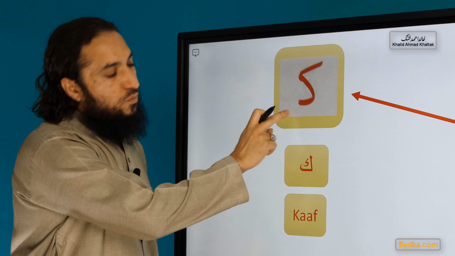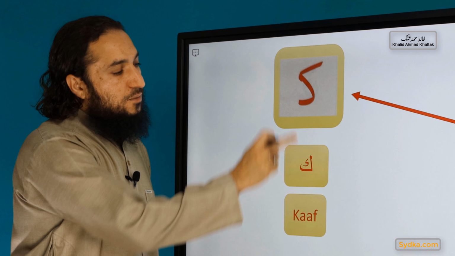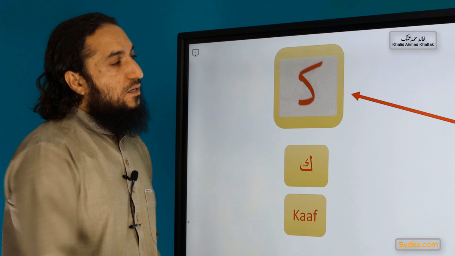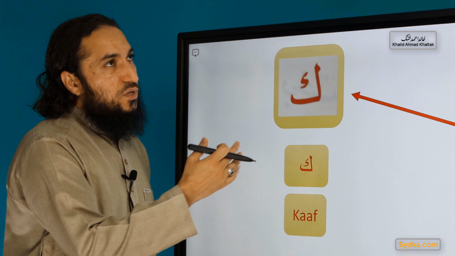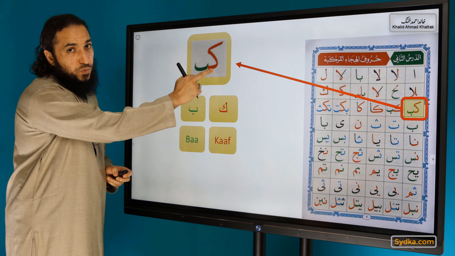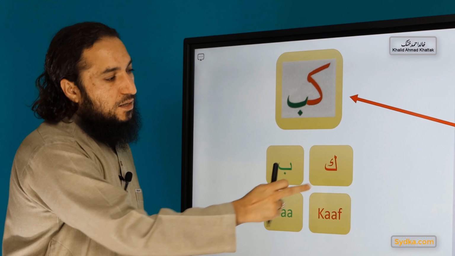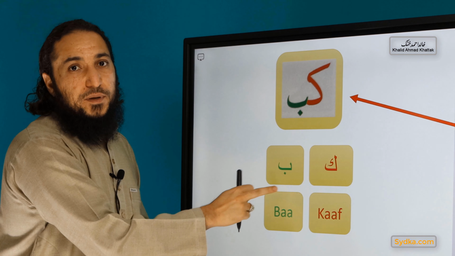Okay, that's one way of writing kaf. This is written when kaf comes in the beginning of a word. Kaf. That's kaf when it is written on its own. Kaf. So the red one is kaf and the green one is ba. Kaf ba.